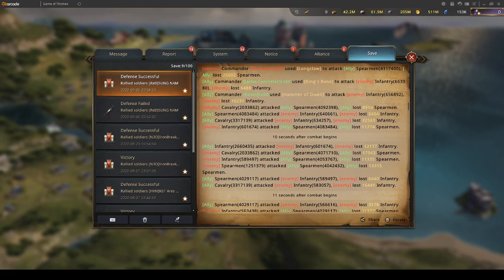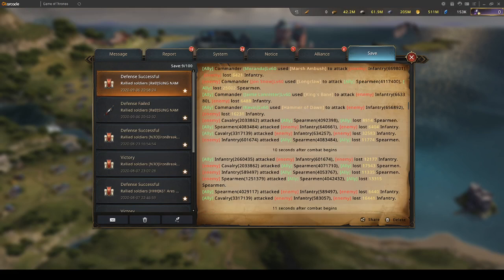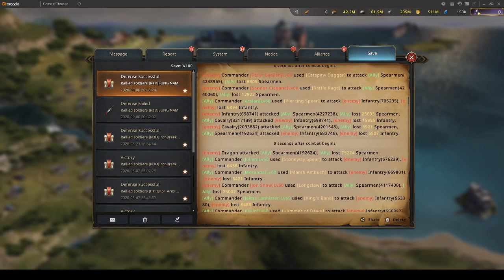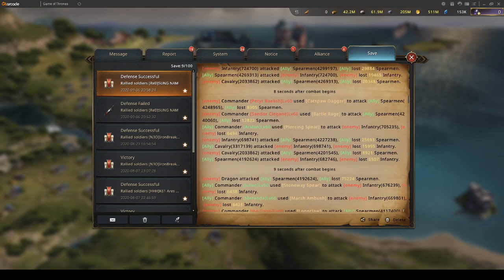If 1 to 1 is about this number, if you counter, it's x3, and if you get countered, it's 1/3. So you get the rationale why formations are very important.